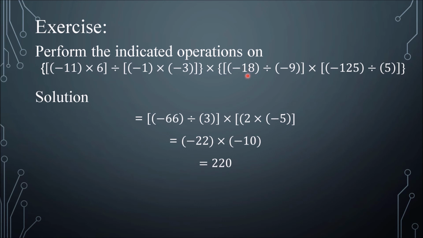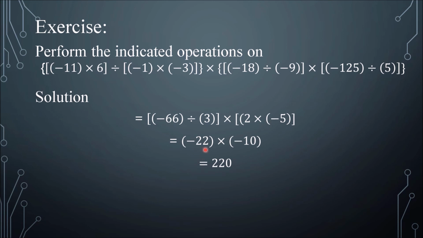Negative 18 divided by negative 9, both are negative. The quotient is positive 2. Negative 125 divided by 5, unlike signs, the quotient is negative 5. So we have negative 66 divided by 3, unlike signs. Negative 22 is the quotient. And then we have 2 times negative 5, we have negative 10.